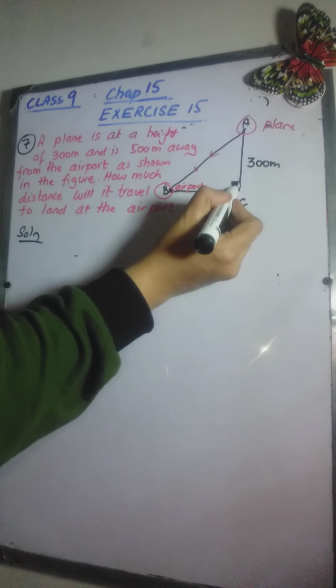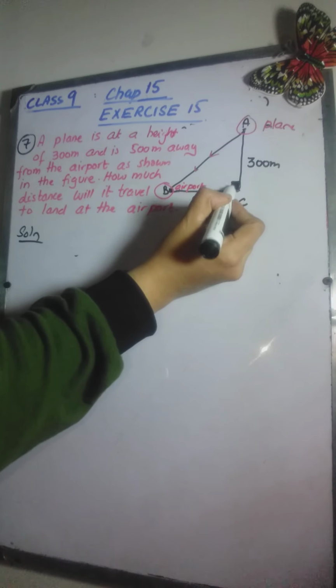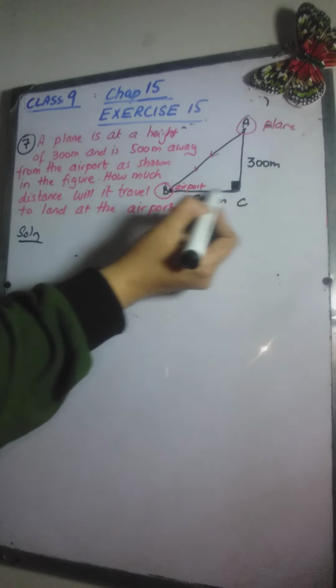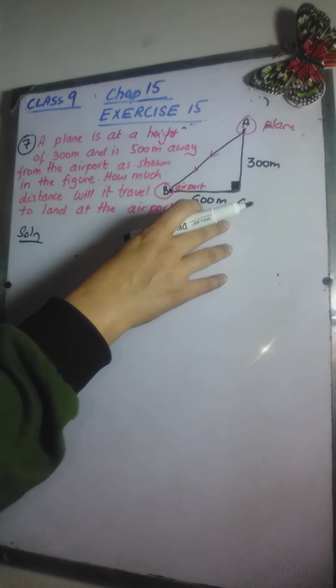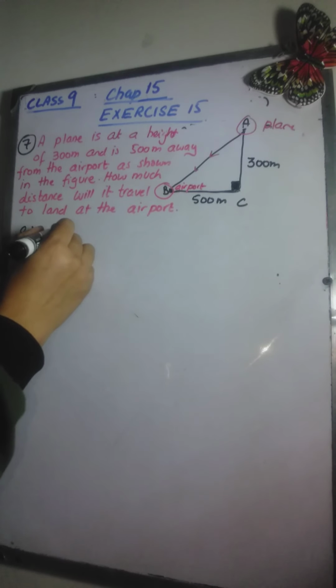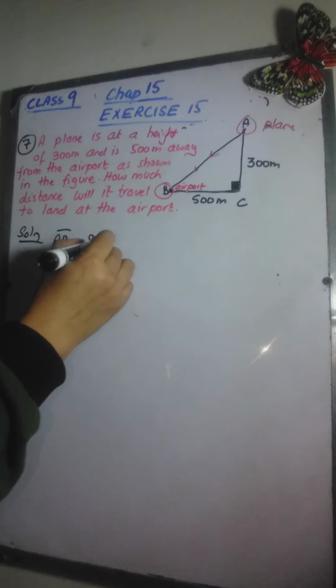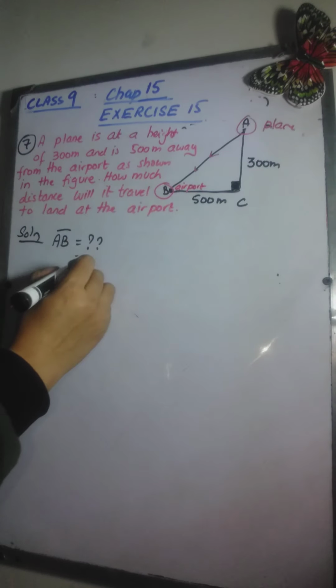We want to find the hypotenuse, because the hypotenuse is the side which is opposite to 90 degrees. We know that this angle is 90. This is the ground and this is the height of the aeroplane. The height of anything, aeroplane or any object, is always taken perpendicular to the ground. So let AB be the length we want to find. Now we know that AB over here is the hypotenuse.